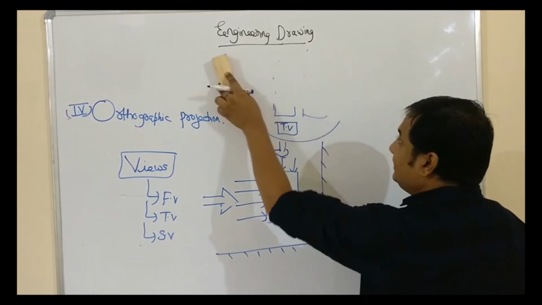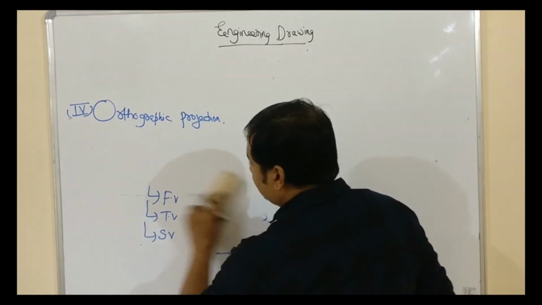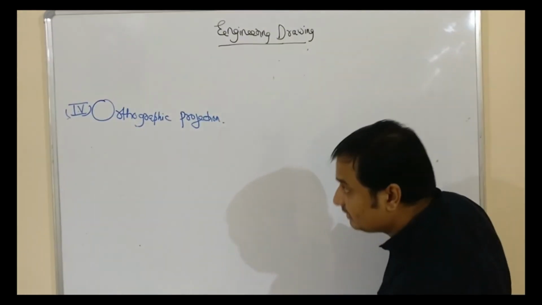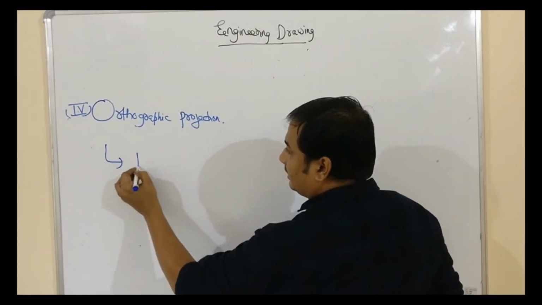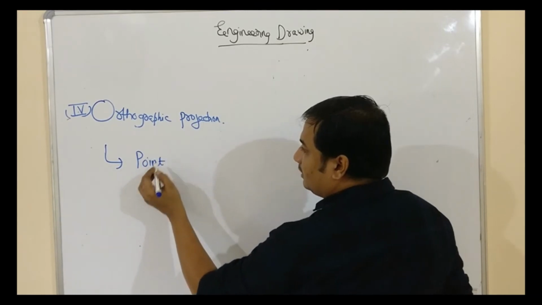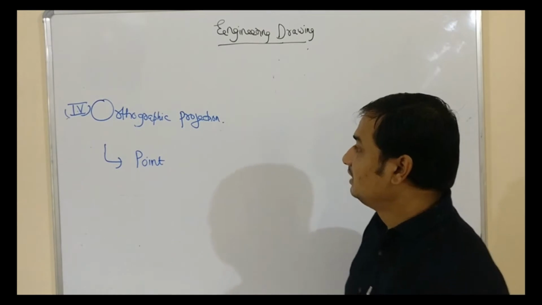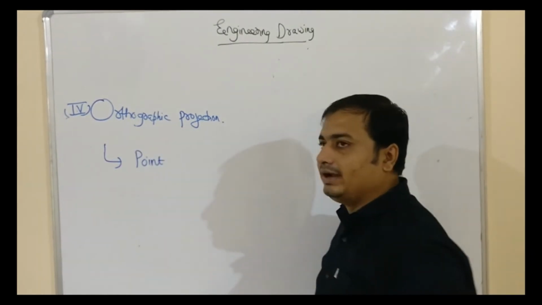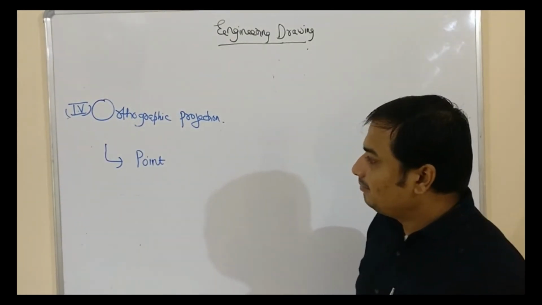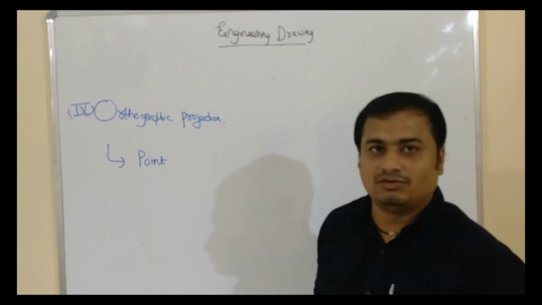So we will be starting with the first component, which is our point. Initially we are going to discuss the orthographic projection of a point. This point will help us understand the whole concept of orthographic projection.